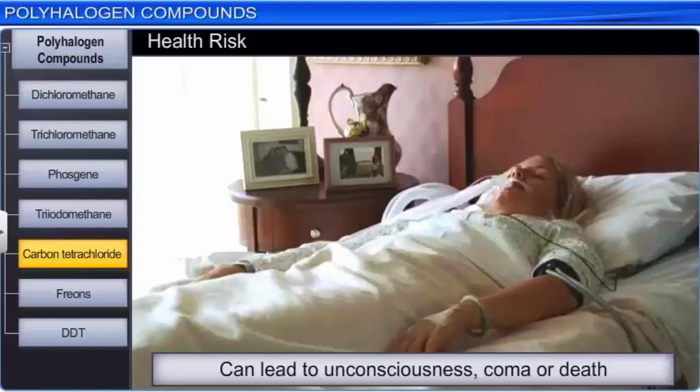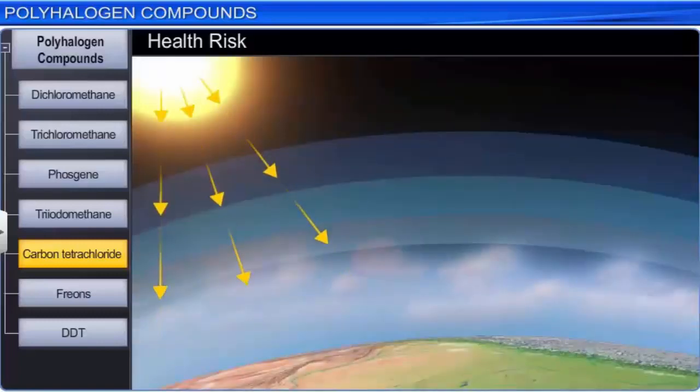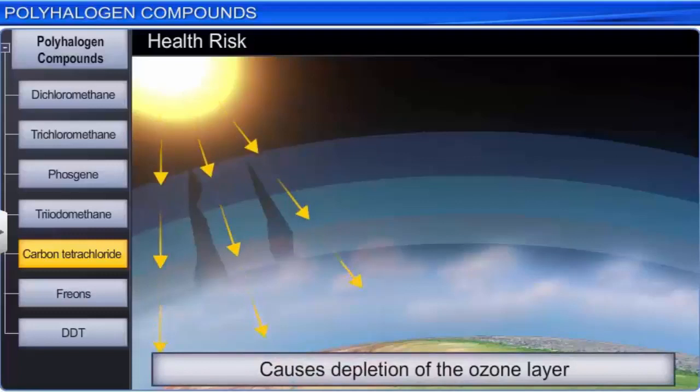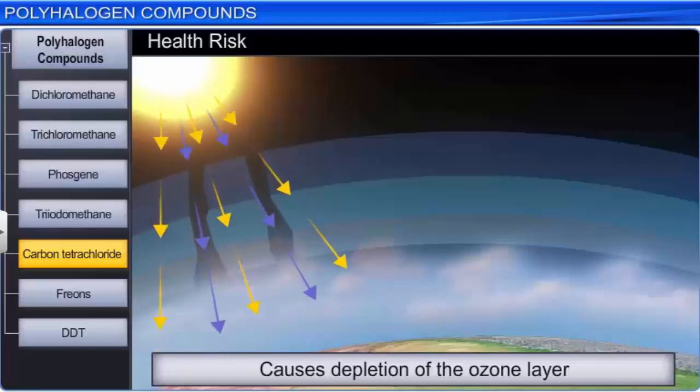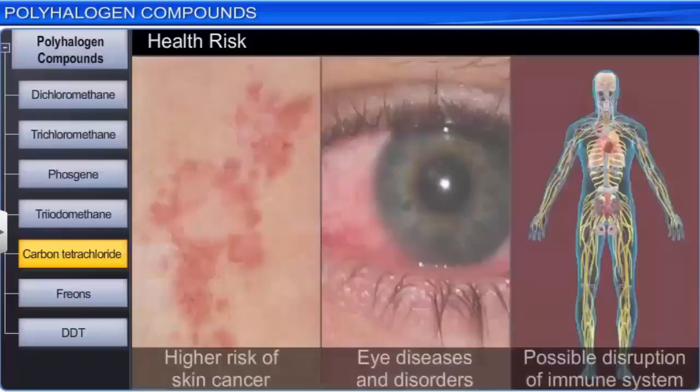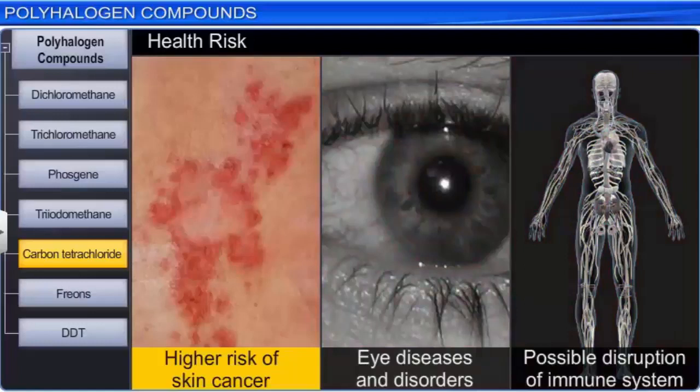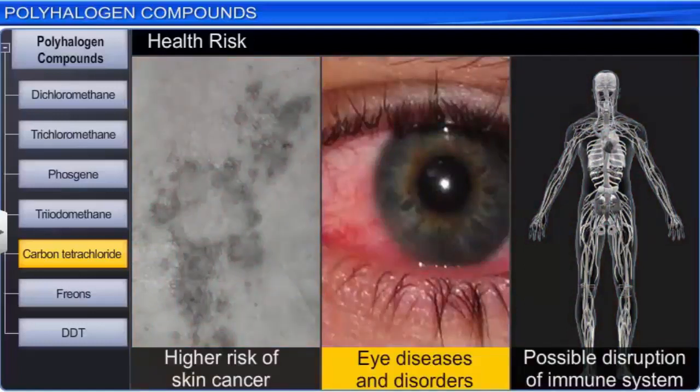Carbon tetrachloride has been linked to the depletion of the ozone layer. Depletion of the ozone layer increases our exposure to ultraviolet light, leading to a higher risk of skin cancer, eye diseases, and disorders, and possible disruption of the immune system.